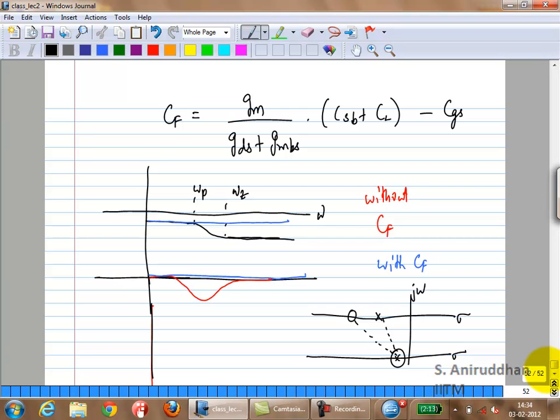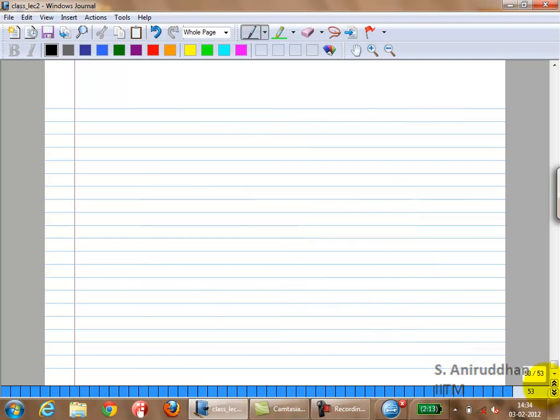What do you think the size of CF is going to be? Why? How do you know it's going to be very high? It's obviously related to GM over GMBS plus GDS. So we already know that GMBS is going to be at least maybe 1/10 of GM. So definitely CF is probably going to be somewhere like 10 times of CL. Okay? Which is very large. So that is one potential problem.